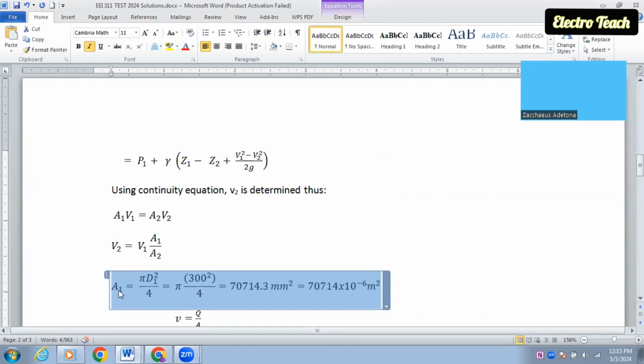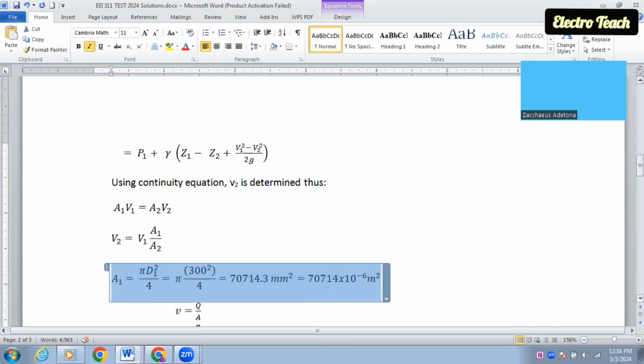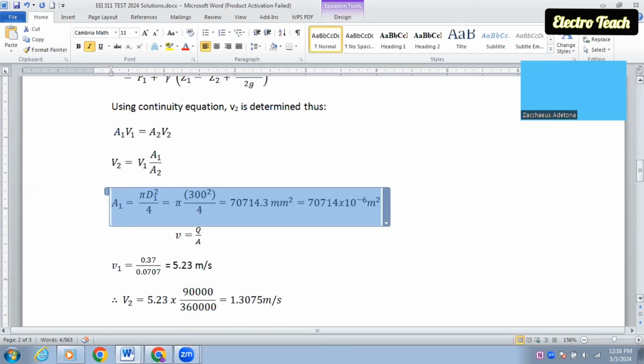As you can see on the screen here, A1 is pi d1 squared divided by 4. Pi multiplied by 300 squared divided by 4 gives us 70714.3 millimeters squared, or 70714 times 10 to the minus 6 meters squared. That is the area at point 1.